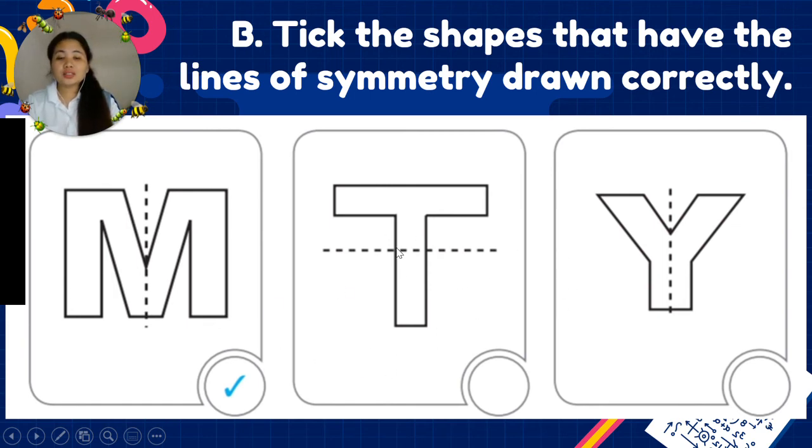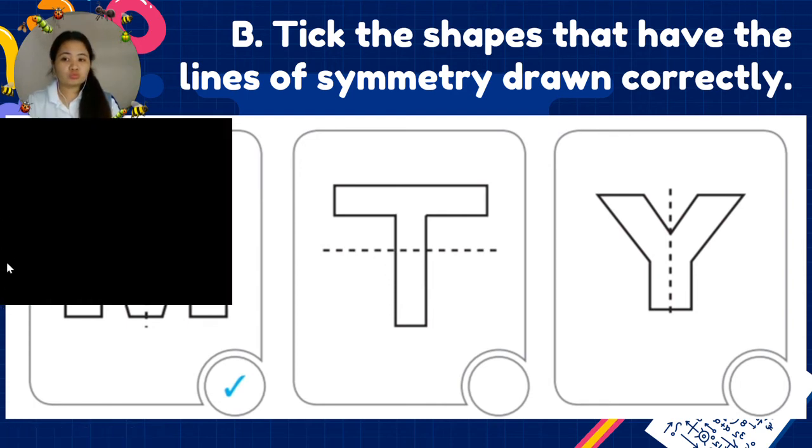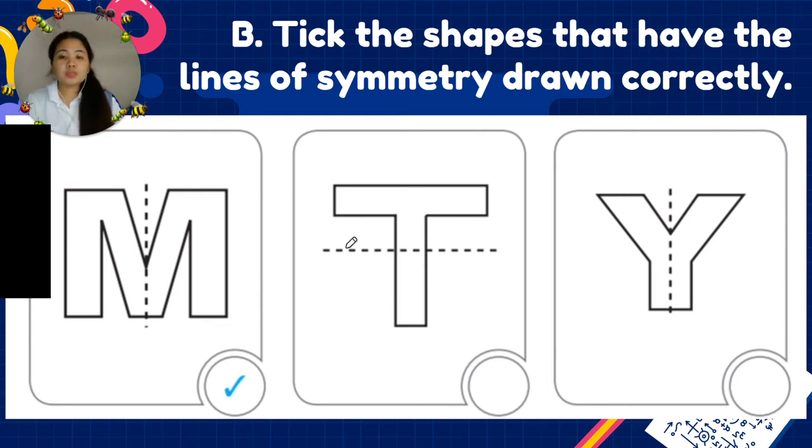How about letter T? Is it a symmetrical shape? Yes or no? No, because when you cut here, this one and this one is not the same shape. So they are different. So it has no check. So if you put the line of symmetry here in the middle, yes, it is a symmetrical shape, but she put here, so it is not. So there is no check here.